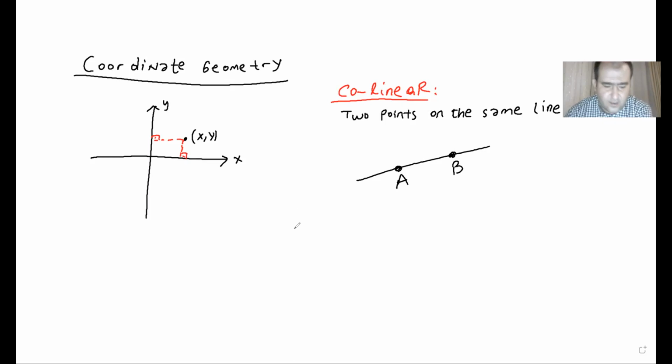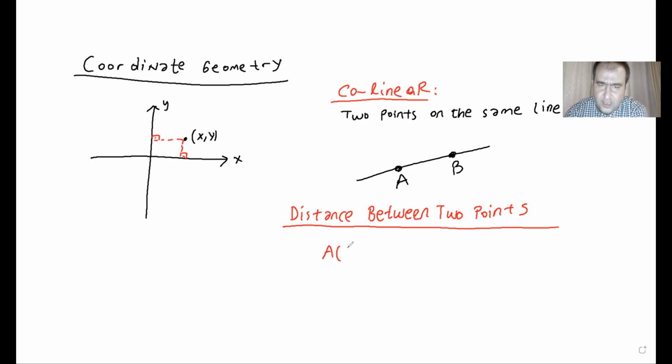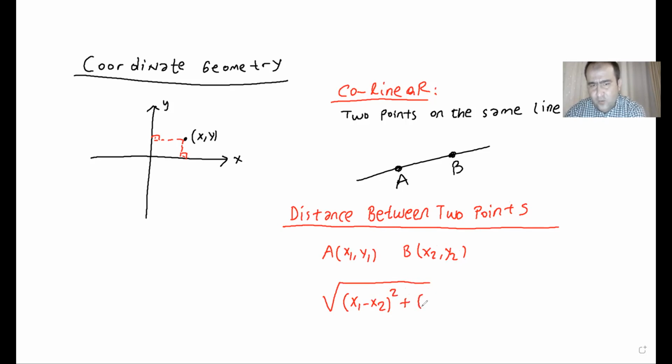Continuing, what is the distance between two points in analytic geometry or coordinate geometry? Given A (x1, y1) and B (x2, y2), what's the distance between them? It is the square root of (x1 minus x2) squared plus (y1 minus y2) squared. This is the distance between two points.